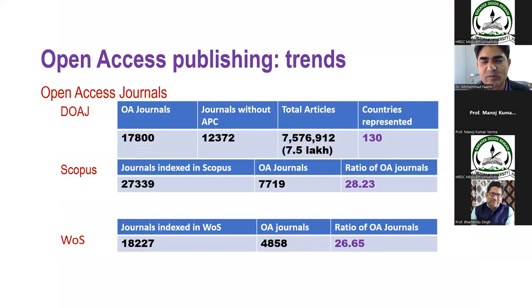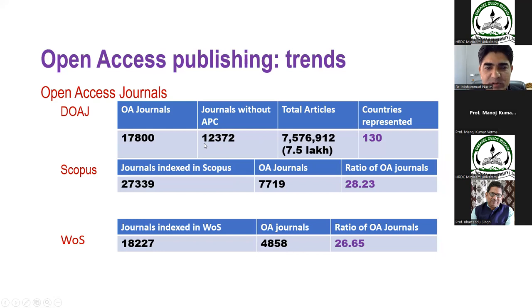Now come to the trends of open access publishing. Still we have not reached 50-50, but at least around 30% of the total literature which is published is open access. Now let us come one by one to open access journals. We can see the trend of open access journals. The Directory of Open Access Journals includes around 18,000 journals, so around 18,000 journals are open access in the world.